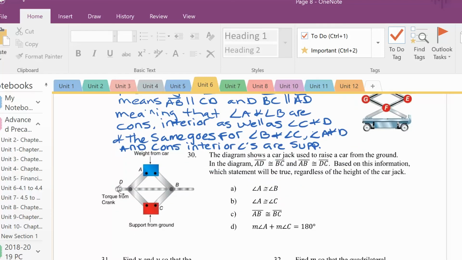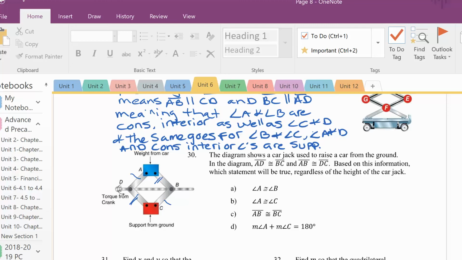So next it says the diagram shows a car jack used to raise a car from the ground. In the diagram, AB is congruent to BC. So AD is congruent to BC. And AB is congruent to DC. Based on this information, which statement will be true regardless of the height of the car jack?